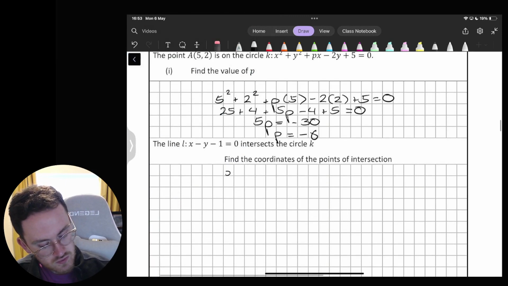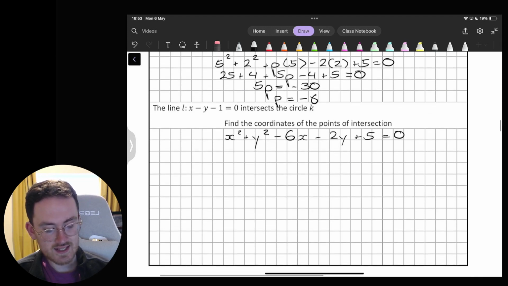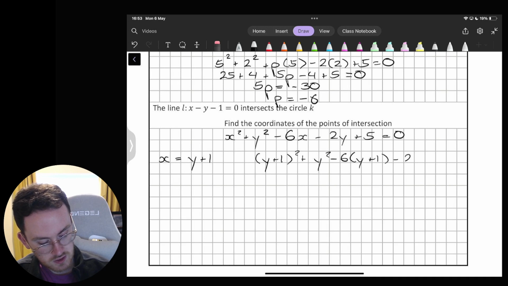And just rewriting now my equation of the circle with that to set us up for the next part. So minus 6x minus 2y plus 5. I'm told this line intersects the circle at k. Find the coordinates of the point of intersection. So we're going to take that equation of the line and rewrite it. So x equals y plus 1, subbing that in for x: (y plus 1) squared plus y squared minus 6(y plus 1) minus 2y plus 5. And again, just solving to get my overall equation there.